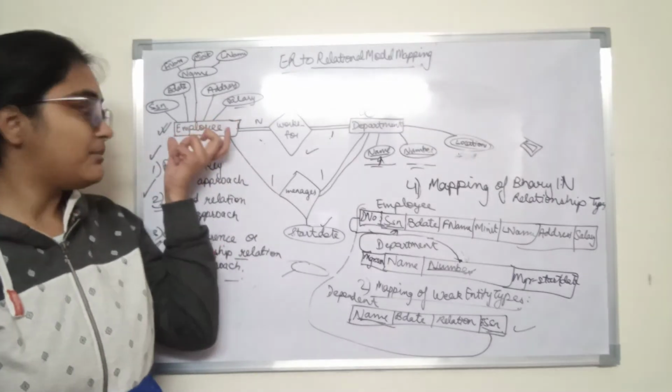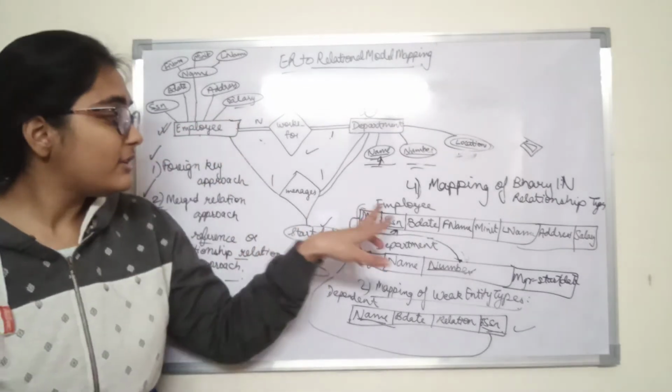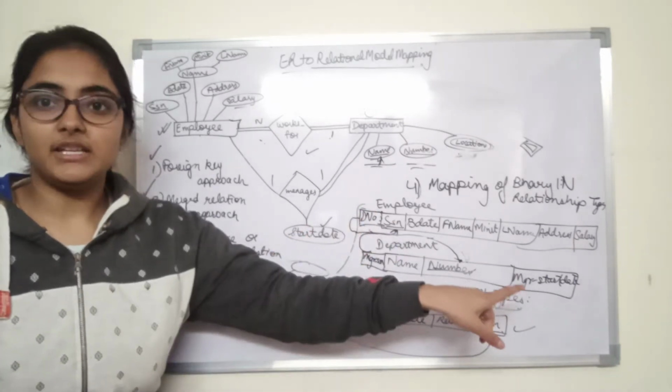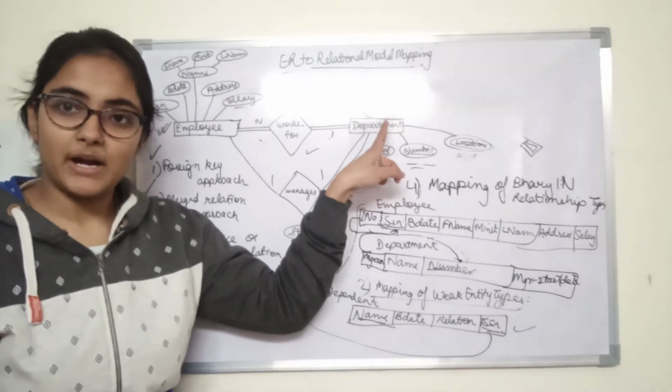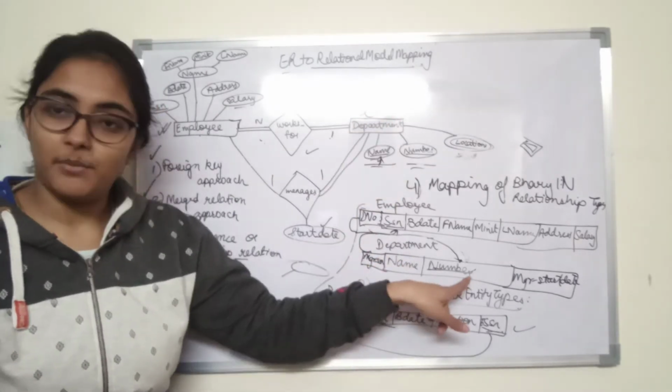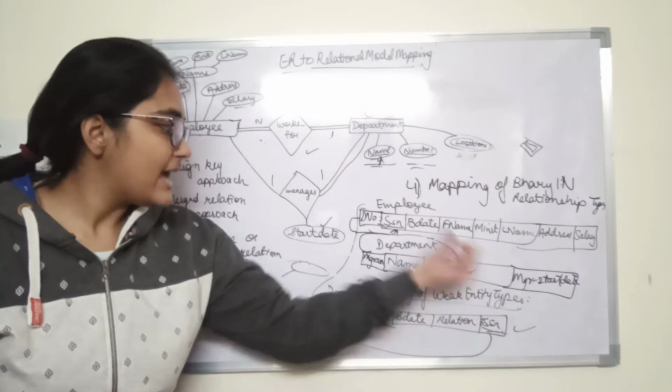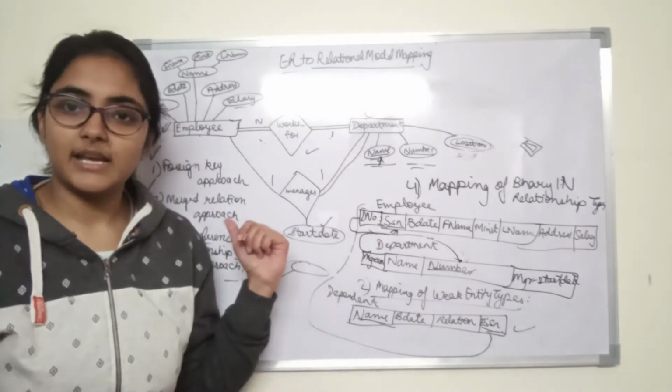So on the employee we have to include a foreign key. What will you include as the foreign key? The primary key of the other relation, or the other participating entity type. What is the other participating entity type? Department. So its primary key is number. So you include number as the foreign key here. We have just renamed it as D number.